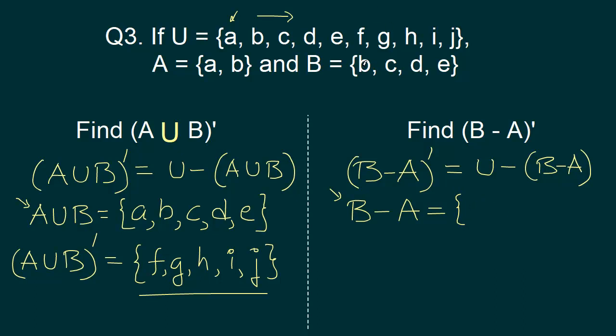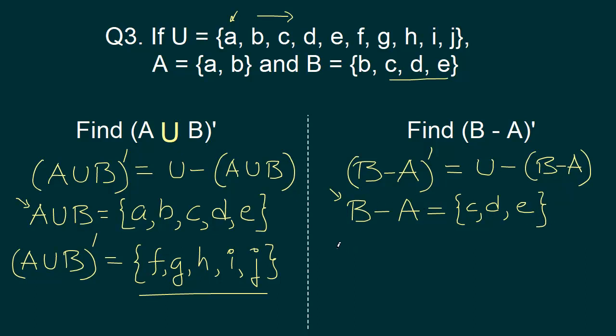So we start with every element of B one by one and check if that element also belongs to set A. If it does, then we do not write it here. The first element is B. We notice that B is also present in A, so we do not write B. What about C? C is not here. D is not here. E is not here. So all of these will go in here. We will write C, D, and E. So B minus A is this set.